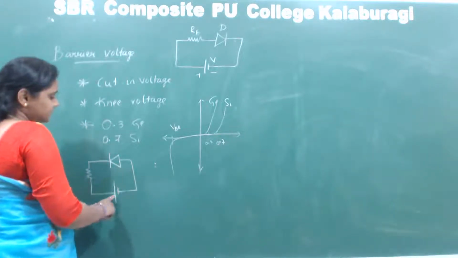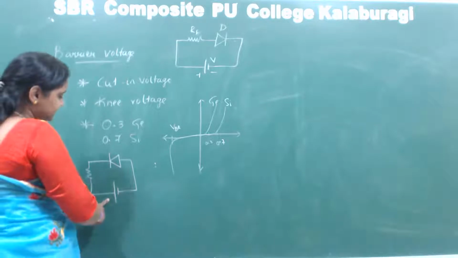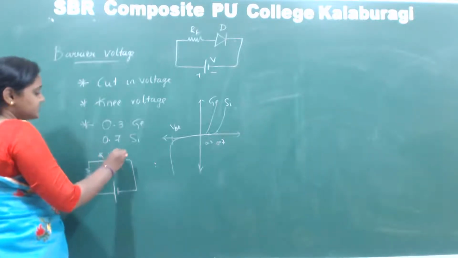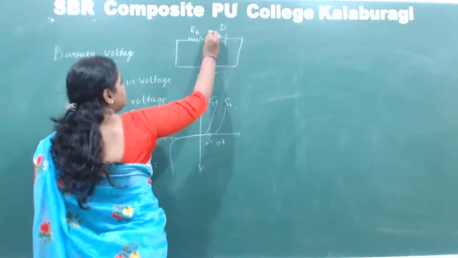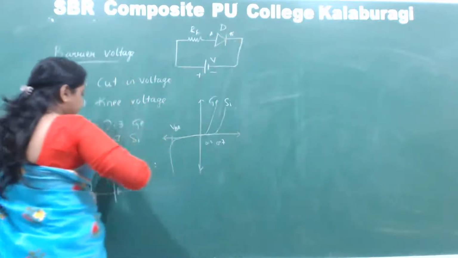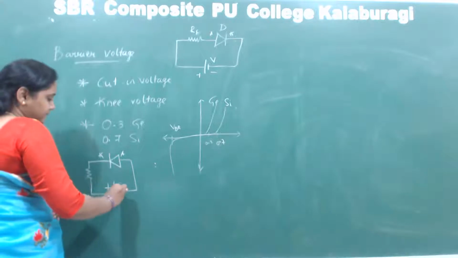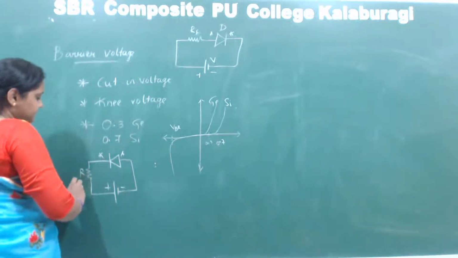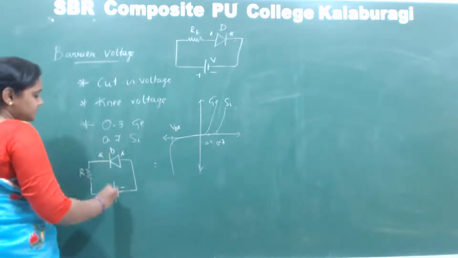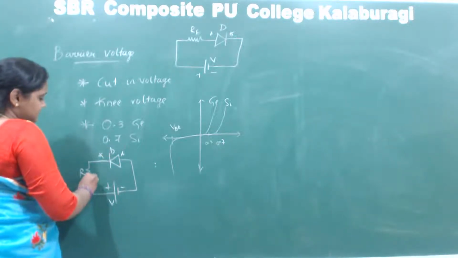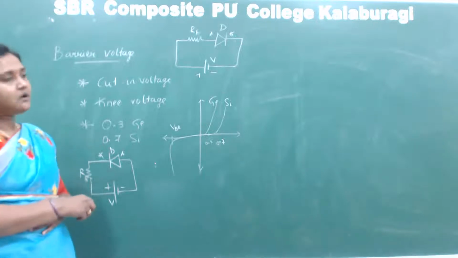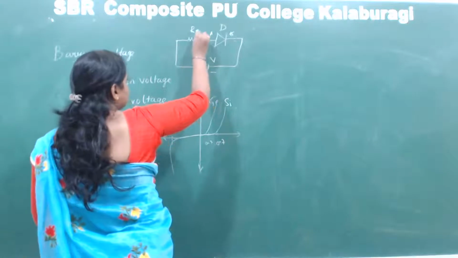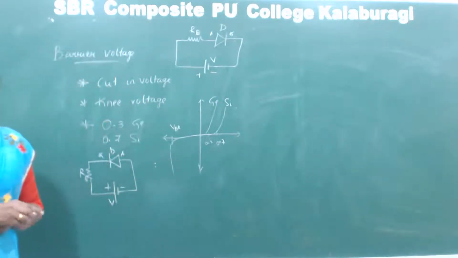See, either you can reverse the battery, that means negative this side and positive this side, or you can just reverse the diode, that means cathode this side and anode this side. Flip the diode, otherwise flip the battery. Either one needs to be flipped. Here this is the diode, this is the voltage, and this is the resistor. We can call it the biasing resistor, or forward resistor. We normally call it R, or simply R1.